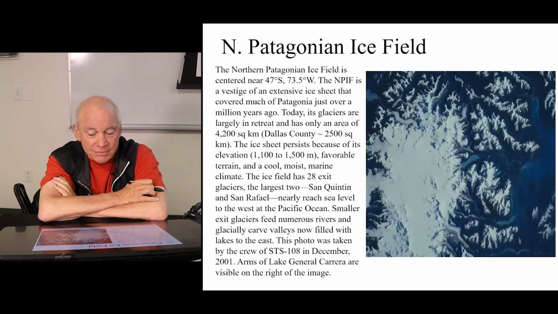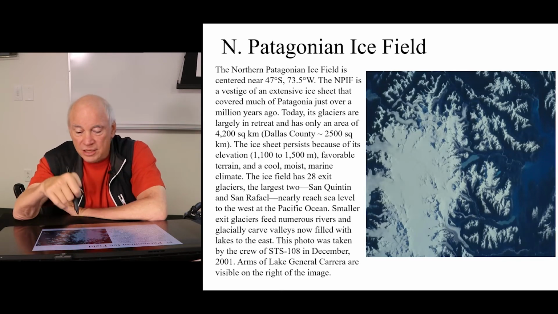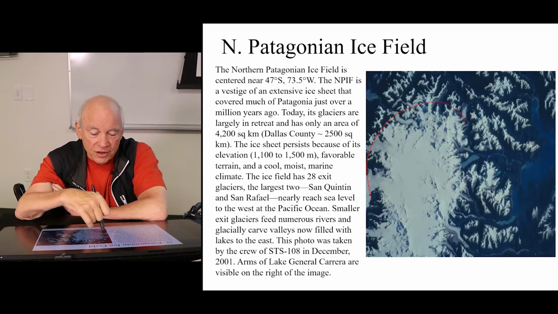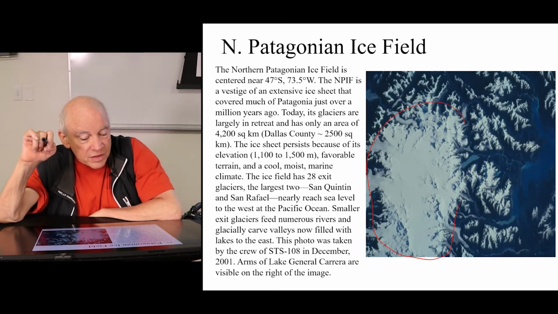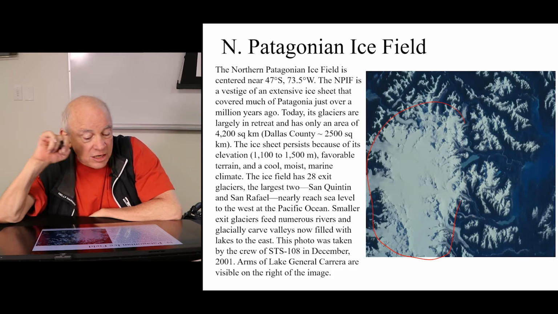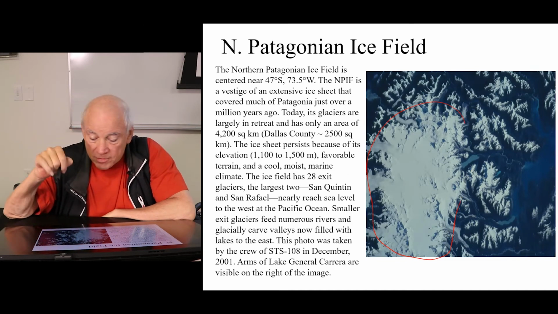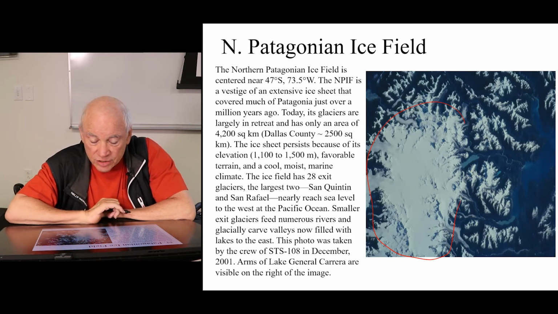Hope you enjoyed that. So now let's take a little bit more look at the northern Patagonian ice field. It's basically a remnant of a much larger field that existed. And you can see that it's pretty big. It's about the size of Dallas, maybe twice the size of Dallas County. And like many glacial areas in the world, it's in retreat.